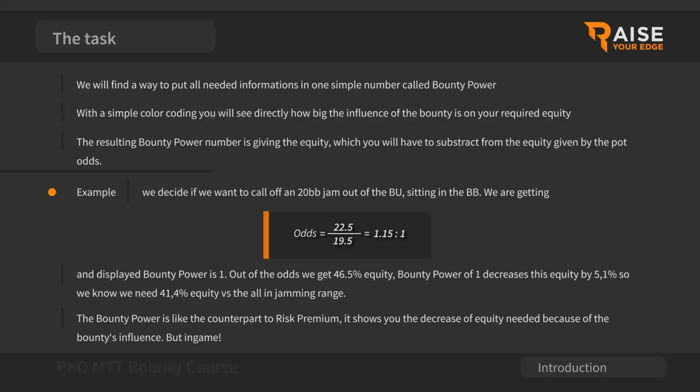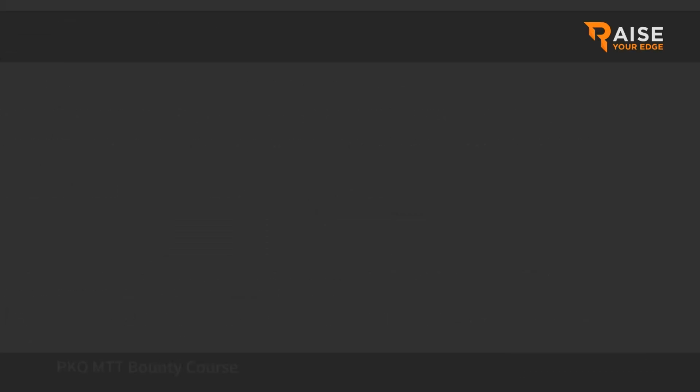And for risk premium, you cannot do this in-game because you, for example, would need the information of the payout structure. And this is nothing which you can find in a simple hand history, so you won't find this inside of a HUD. But for the stat of the bounty power, we can actually use every piece of information given inside of the hand history. And so we can display in-game how big the equity drop will be. Now let's start off with some observations.